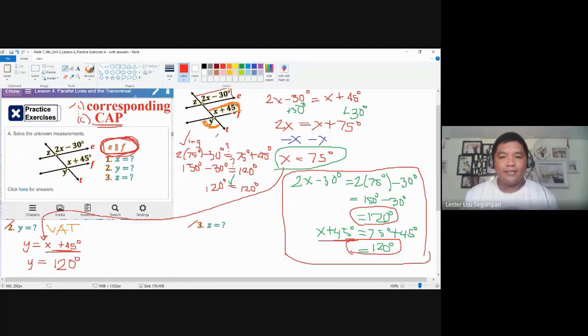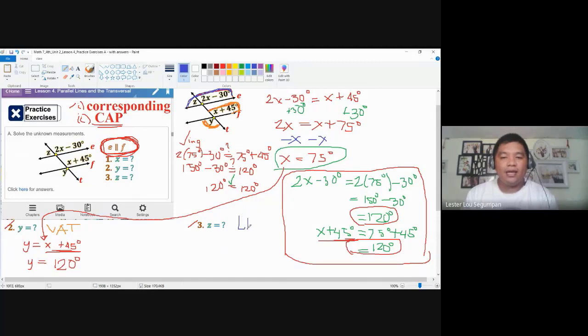Now for angle z, right? Angle z could be paired with this angle here, right? Angle z and this angle, which is actually measured to be 2x minus 30 degrees, are forming a linear pair. So earlier we used vertical angles and the vertical angle theorem. Now angle z and this angle which measures 2x minus 30 degrees are forming a linear pair.